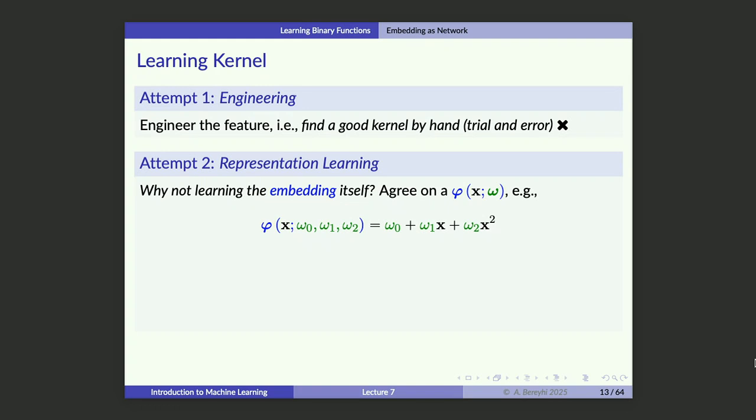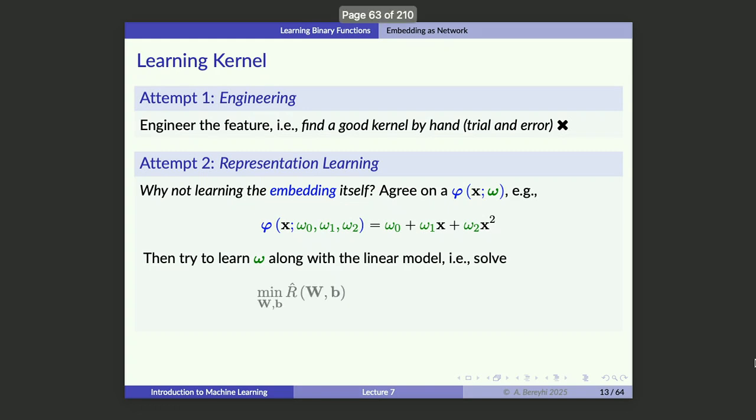And then we try to find the risk and the empirical risk in terms of that, and then we try to minimize it. So essentially, this is the idea of representation learning. We have a bunch of parameters inside a pre-assumed, predefined form of embedding. And then the thing that we are going to do is minimize the empirical risk while we take into account the fact that those weights in the embedding can be learned as well.